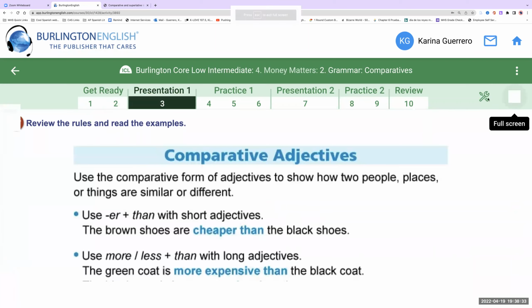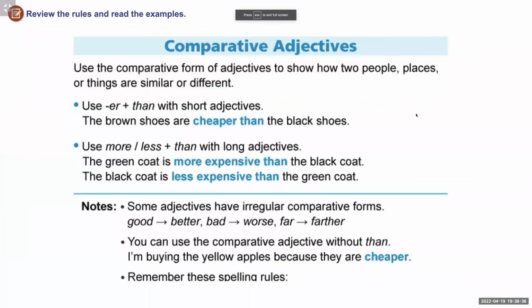So we went through this activity. What I want you to do is pause the video and go through this on your own, and I will be reading this for you. Here, the title says comparative adjectives. It says use a comparative form of adjectives to show how two people, places, or things are similar or different. For example, we use -er, like cheaper, plus the word than, with short adjectives. So here we have the brown shoes are cheaper than the black shoes.